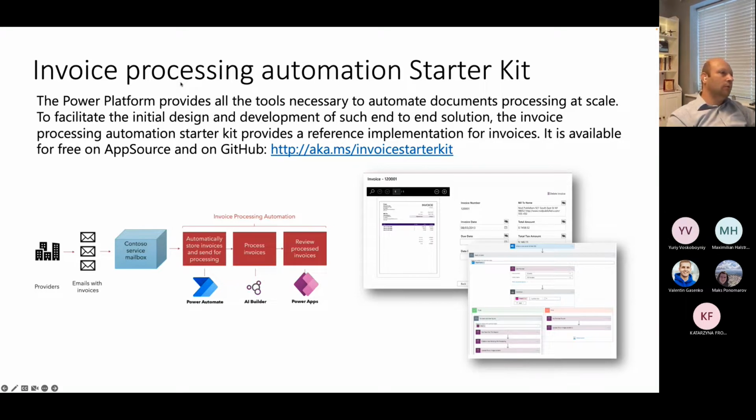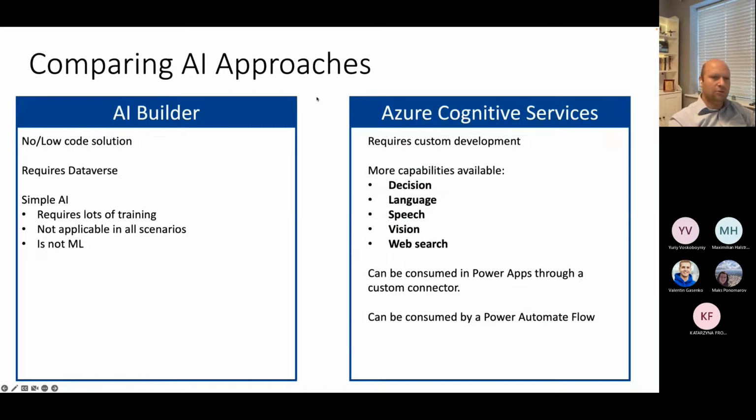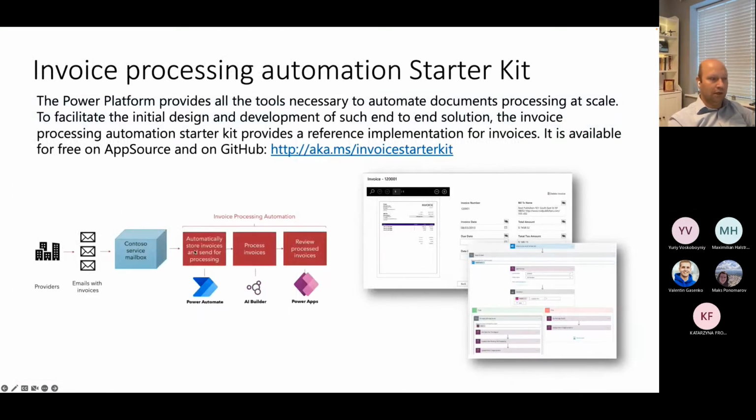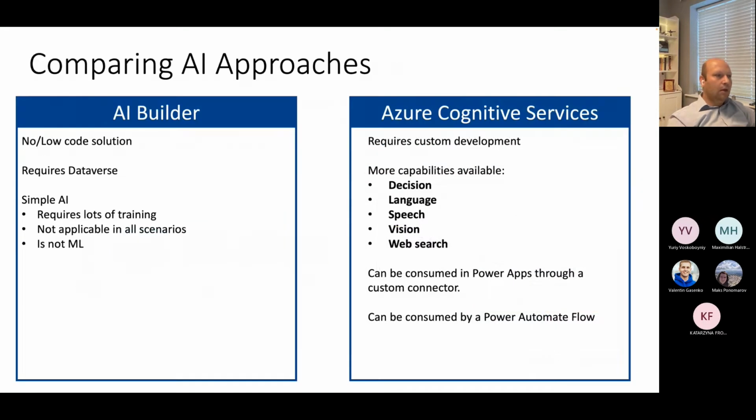Okay, now let's talk about the invoice processing automation starter kit we have in the system. Basically, invoice recognition doesn't need much talking about. With this system, you can recognize invoices as well. There is important information here. We have AI Builder and Azure Cognitive Services. This is important because AI Builder is a no-code, low-code solution, but Azure Cognitive Services absolutely needs custom development. You need to do something.